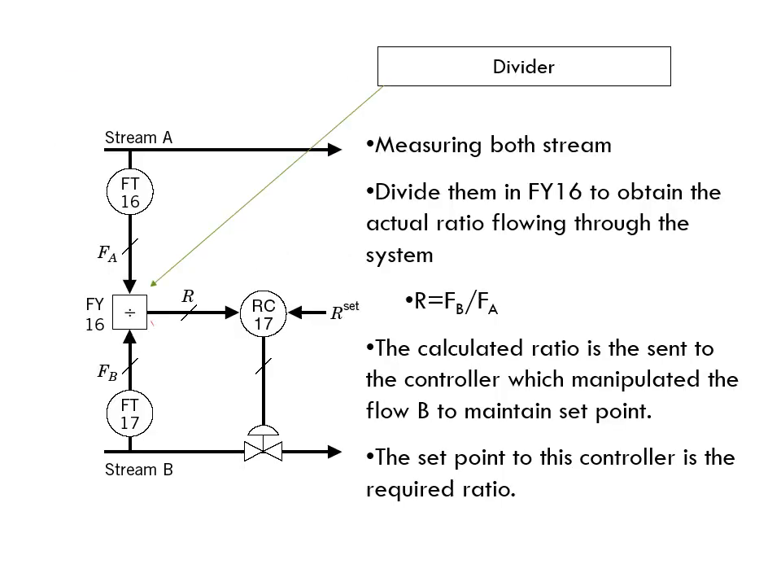A divider here divides stream A and stream B in FY16 to obtain the actual ratio flowing through the system. The ratio of stream A and stream B is given by this equation. The calculated ratio is then sent to the controller, which manipulates flow B to maintain the set point. The set point to this controller is the required ratio of the ratio controller.